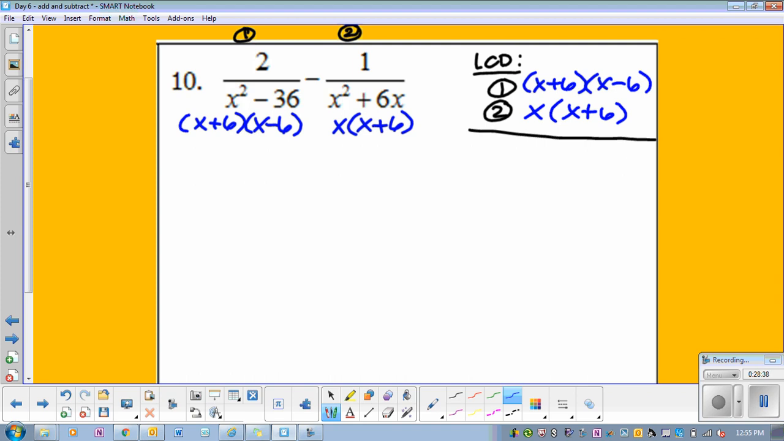So what do you see that they have in common? X plus 6. So remember, we write the one that they have in common one time. What else needs to come down? Everything else. X and x minus 6. So this is your LCD.